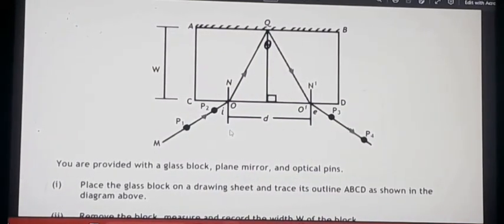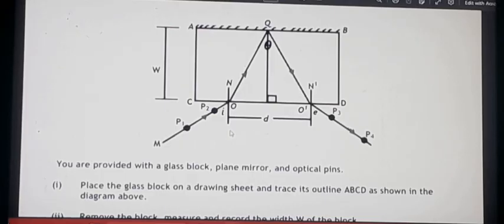Hello everyone. The setup on your screen is a possible setup for WAEC Physics Practical 2025 on optics. So we're asked to provide a rectangular glass prism and also a plane mirror. So this is one possibility.